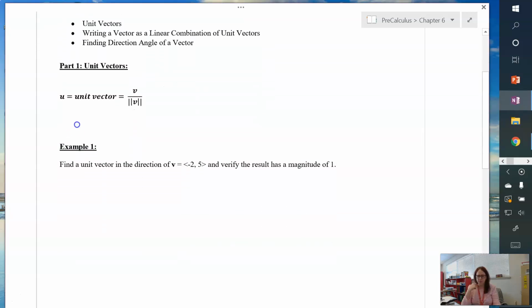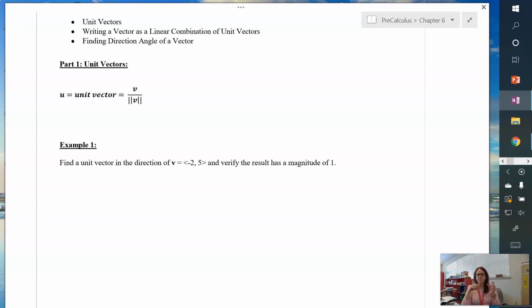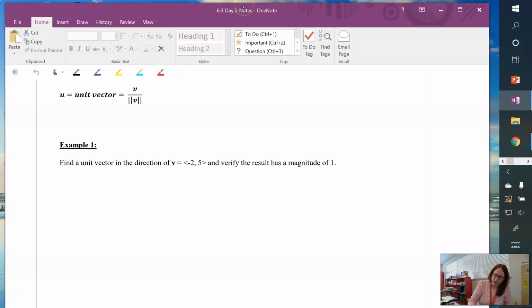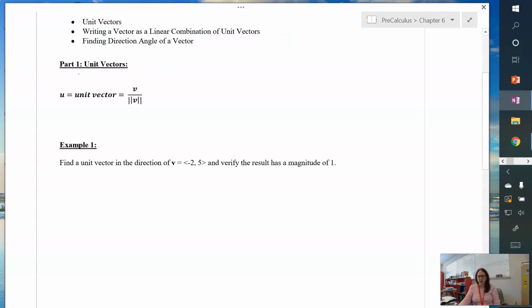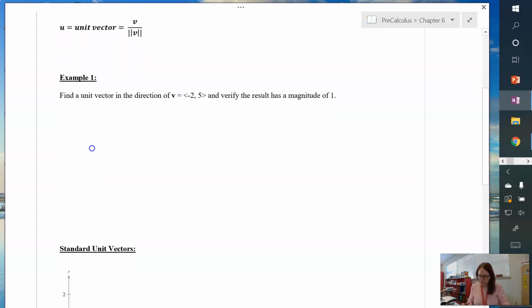So let's get started. Unit vector, what that means is the vector is exactly 1 unit long, so magnitude is 1, and it goes in the same direction as your normal vector. And the way you can find a unit vector is you take whatever your given vector is and divide it by the magnitude. That then makes the magnitude of your resulting vector 1, and it goes in the same direction as the original vector. So here's our first example.